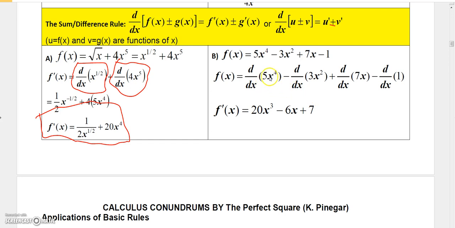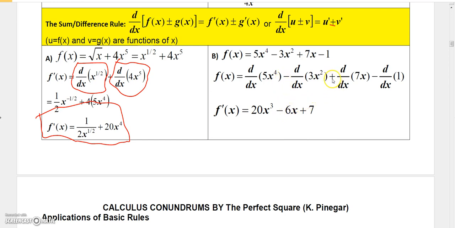Now, you can probably do these in your head now, but you know that to get the derivative of 5x to the fourth, that would be 5 times 4x cubed using the power rule on x to the fourth. So 5 times 4x cubed would give me 20x cubed. And then the derivative of 3x squared would be 3 times the derivative of x squared. So that would be 3 times 2x, which gives me 6x. And this was a minus, so it's minus 6x.